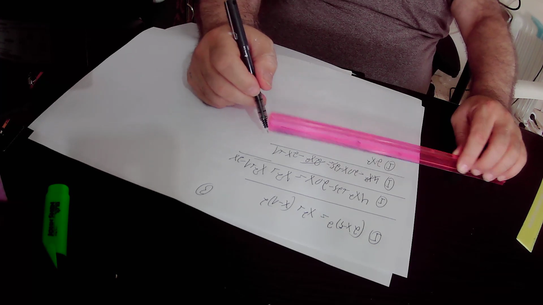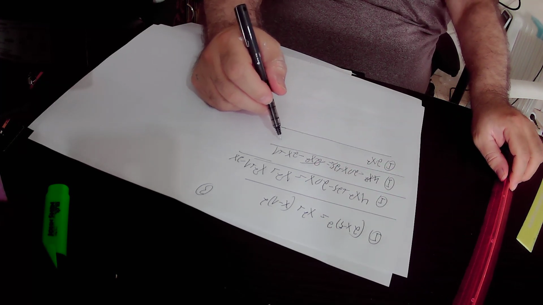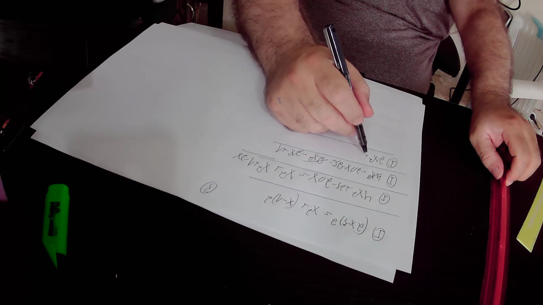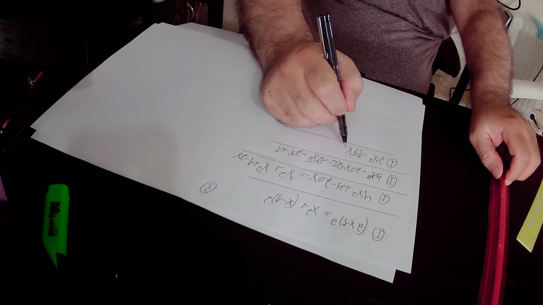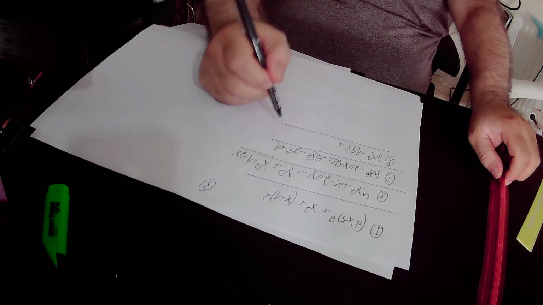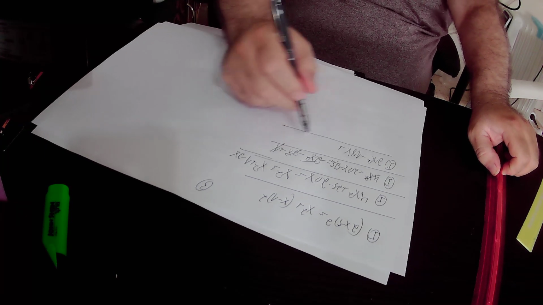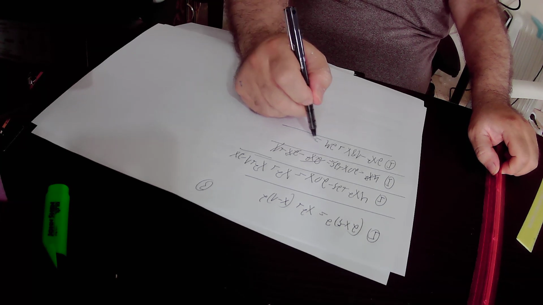We will add 2x to this equation, equation number 1. 2x minus 2x is 0. Minus 20x plus 2x is minus 18x. And finally, we will subtract 1 from this equation, equation number 1. 1 minus 1 is 0. 25 minus 1 is 24. That is equal to 0.